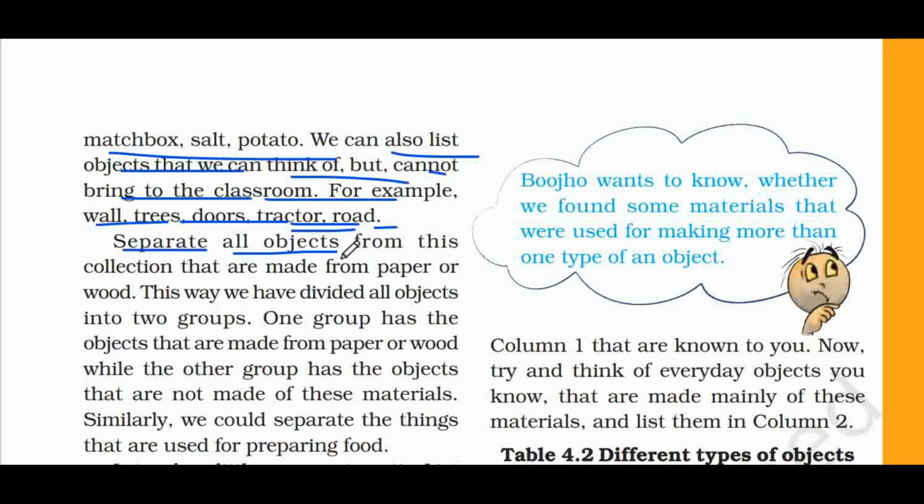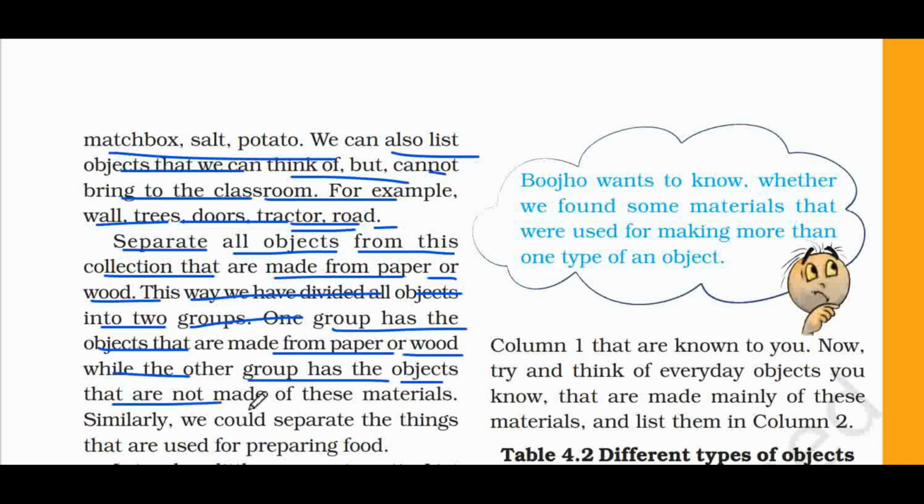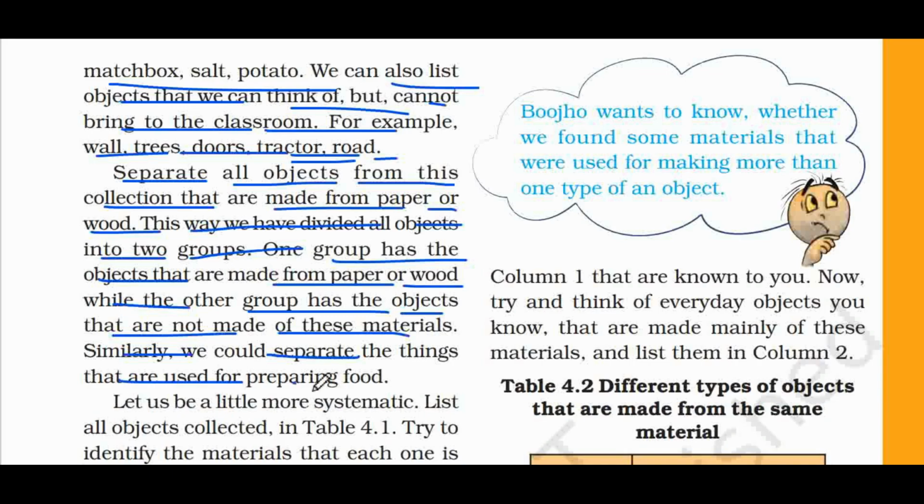Separate all objects from this collection that are made from paper or wood. This way we have divided all objects into two groups. One group has the objects that are made from paper or wood, while the other group has the objects that are not made of these materials. Similarly, we could separate the things that are used for preparing food. Let us be a little more systematic.